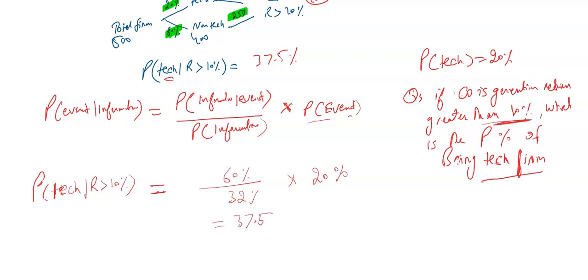So the Bayes formula will help you to update your prior probability. Remember the formula: always take on the right side the probability of the event, then given the event, the probability of the new information, divided by the total probability of the information.